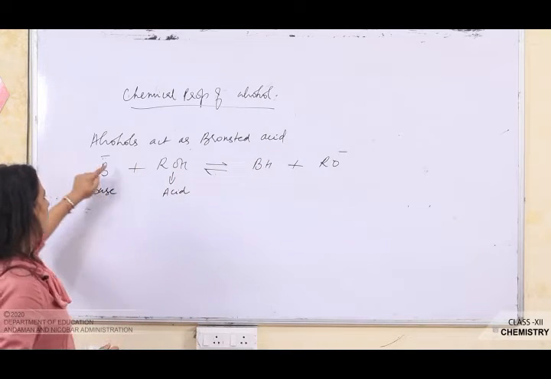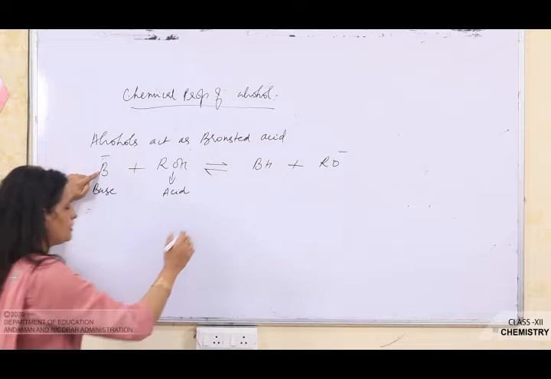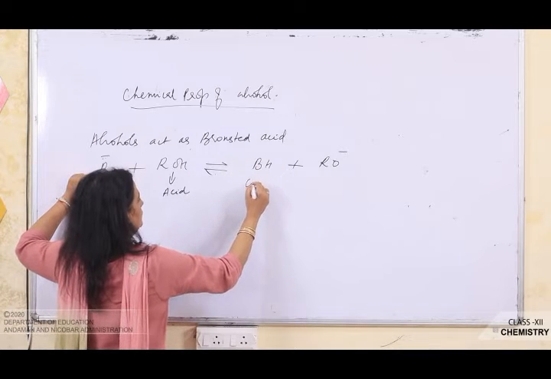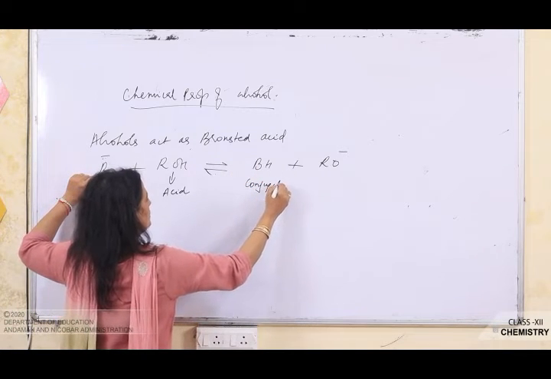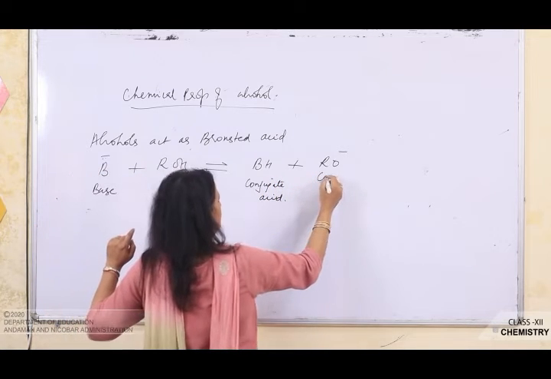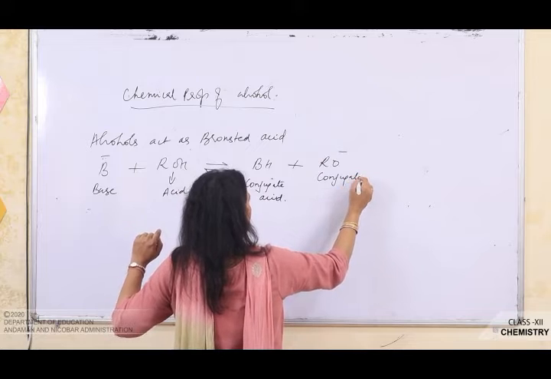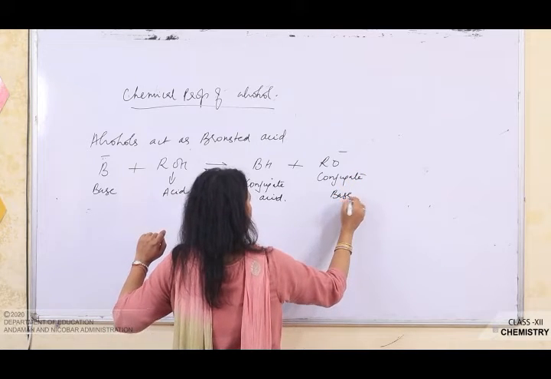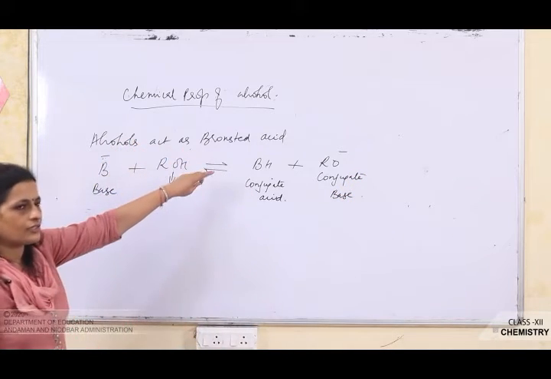H plus, who is accepting? The base is accepting, B is accepting. So, this is known as conjugate acid, and this is known as what? Conjugate base. So, is it clear? So, alcohol acts as Bronsted acid.